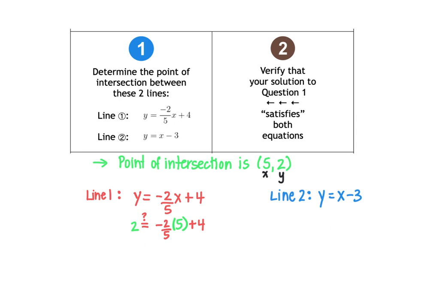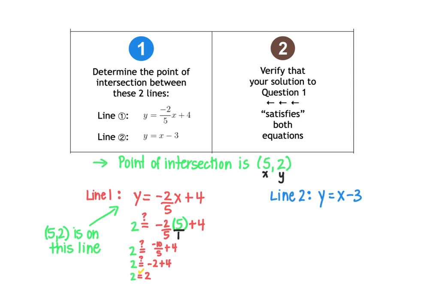If we simplify negative 2 over 5 times 5, that's like 5 over 1. So we're going to have negative 10 over 5 plus 4. Then we'll simplify the negative 10 over 5 to be negative 2 plus 4. This, of course, is 2, so we've now verified that our left side and our right side of this equation are equal, and that means that 5, 2 is on the first line. For it to be the point of intersection, it'll have to satisfy the second line as well.